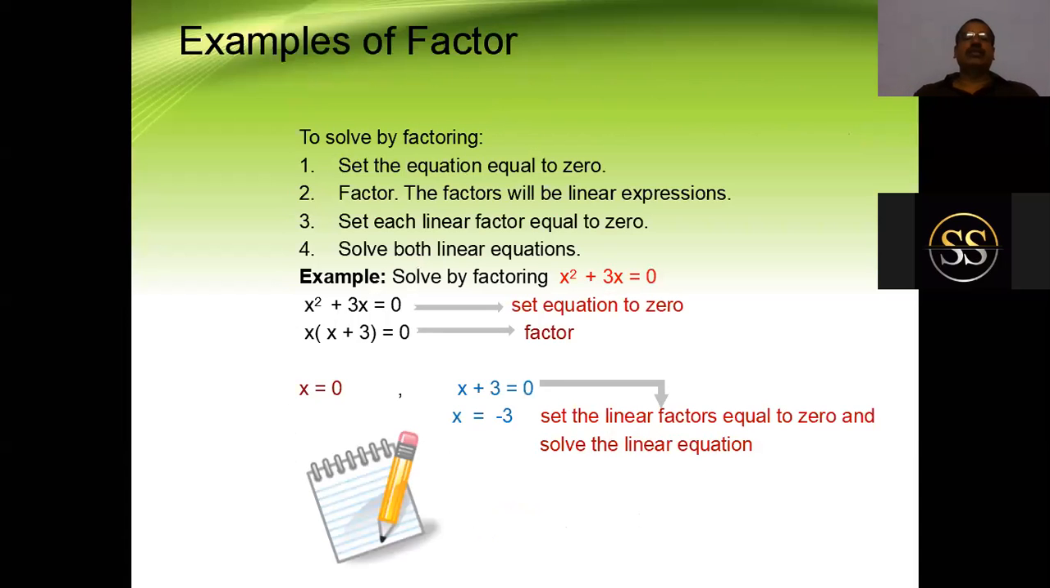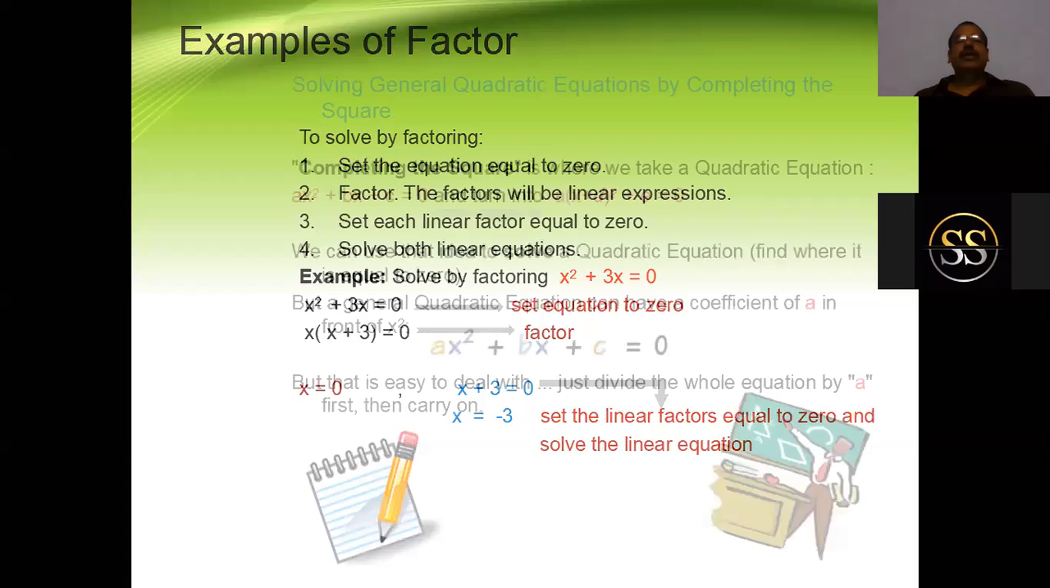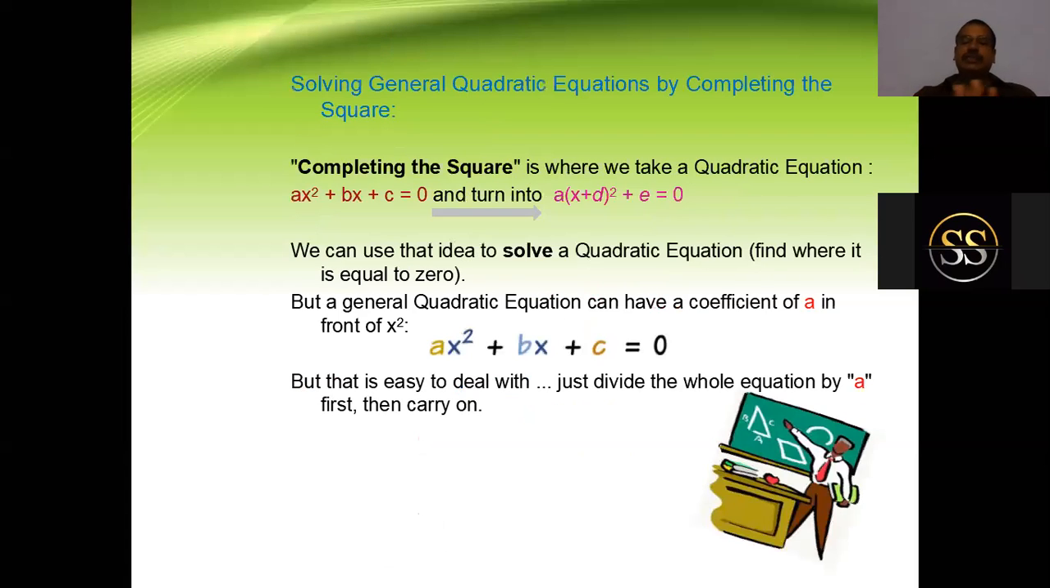To solve by factorizing, set the equation equal to 0. Factor it into linear expressions. Set the linear factors equal to 0. Solve both the equations. Like this, you can take common and you will get it. X square plus 3x means x is common. X of x plus 3 means x equal to 0 or x plus 3 equal to 0. X equal to 0 you can't take, because then there is no quadratic equation. That's why we can take only x equal to minus 3. Okay. And solving a general quadratic equation by completing the square, this method is not there, so no need to learn it for you.